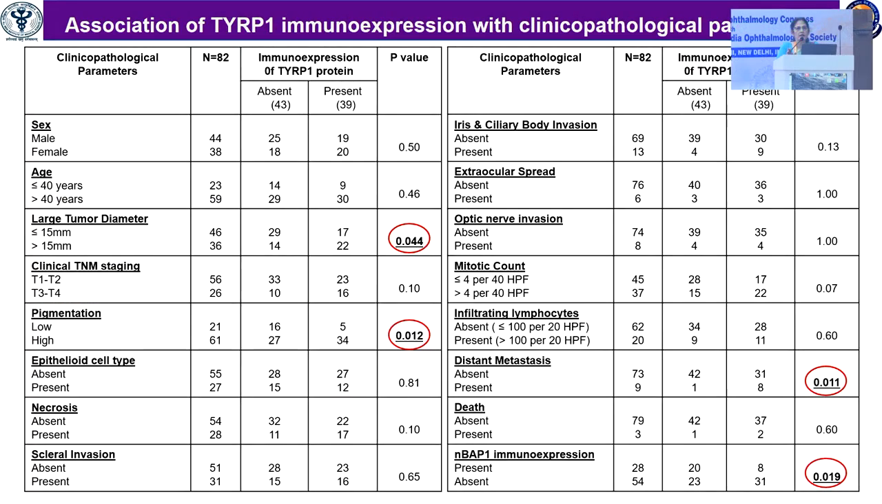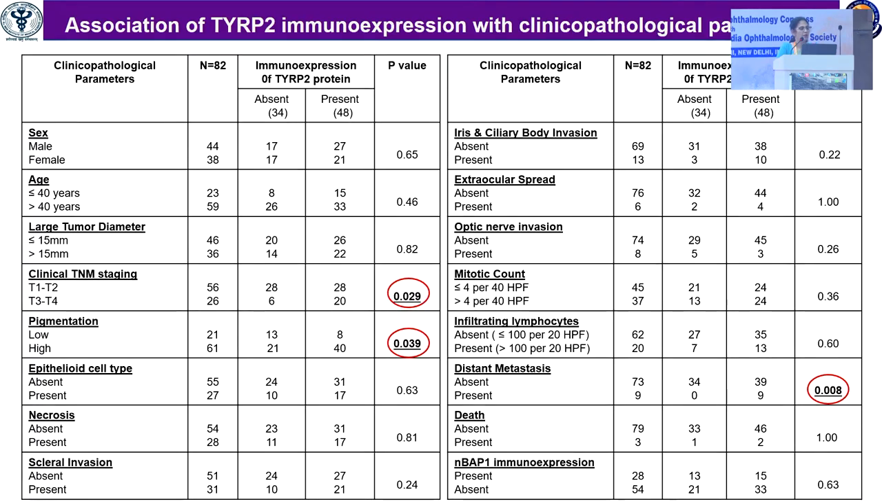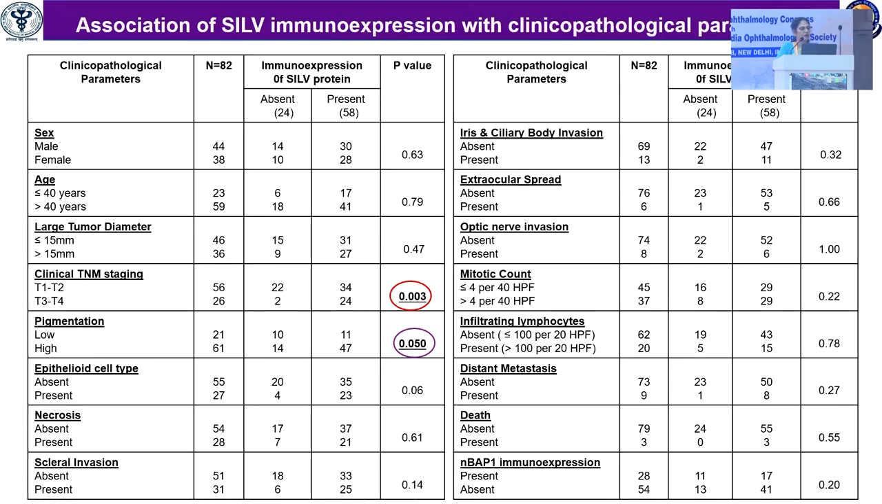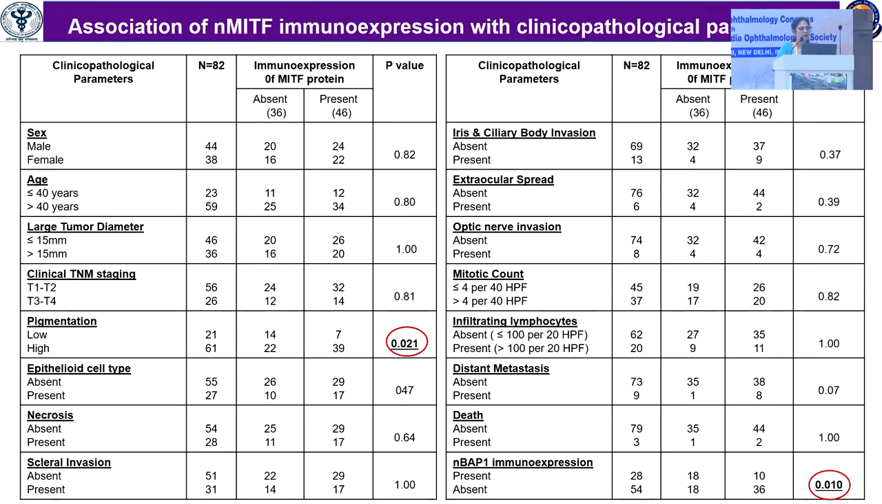So we studied the association of TRP1 with clinicopathological parameters, and as you can see, the statistical relevance was seen with large tumor diameter, clinical TNM staging, and high pigmentation with TRP2. With SILV also it correlated well with clinical TNM staging T3, T4.